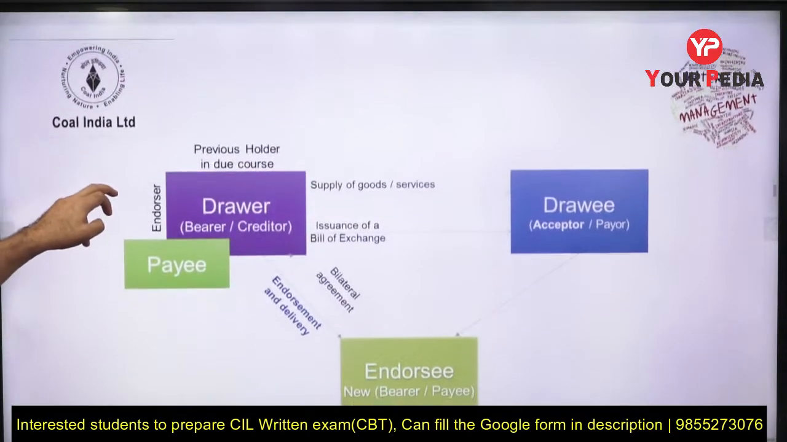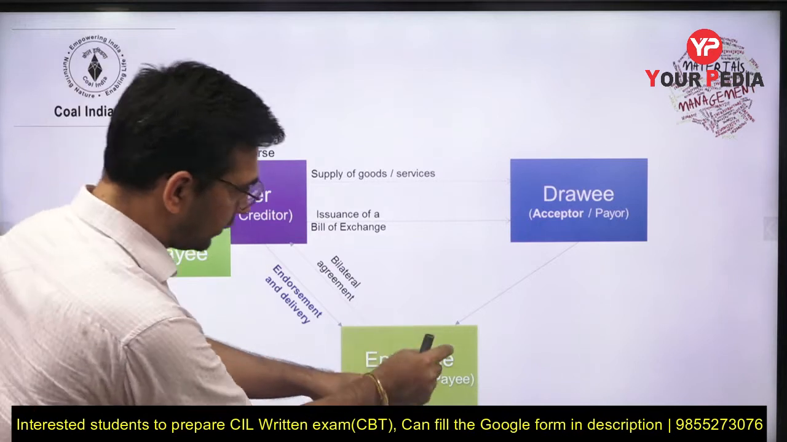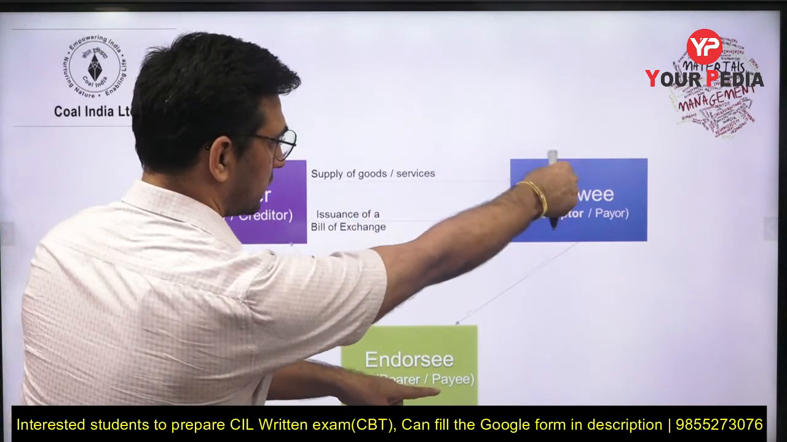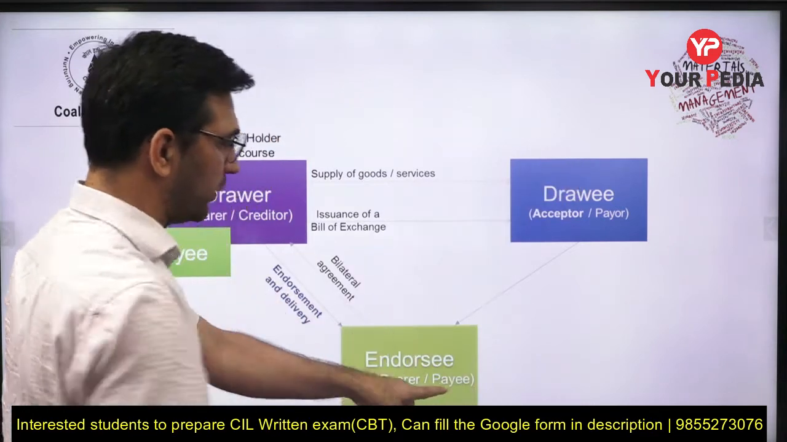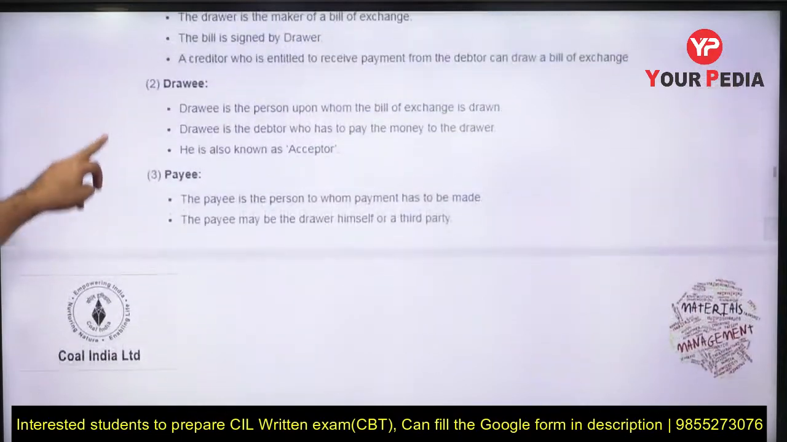So it's the same thing, like you are endorsing, same thing. Earlier you were this, now you are endorsing, now a third party. Now this third party will become the payee. You remain the drawer, right? Where now this customer is going to make the payment to this payee, right? So that is how you have to understand.